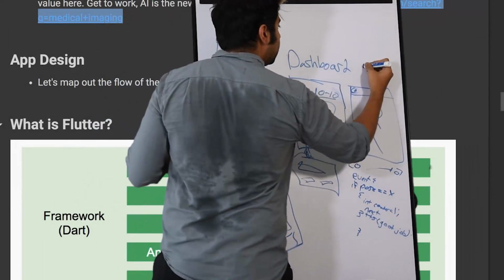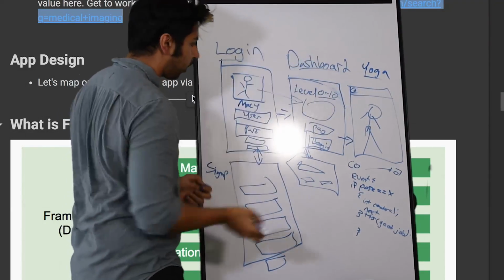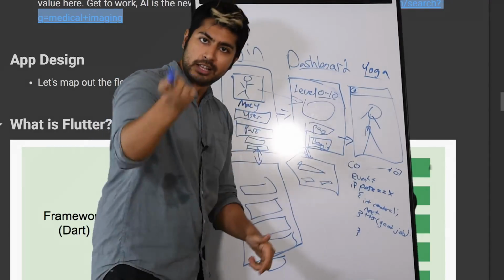Here's the dashboard and here's the yoga. Let's just call this view the yoga. So dashboard, login, sign up. Those are our 4 views that we want. All right, back to, let's start coding.